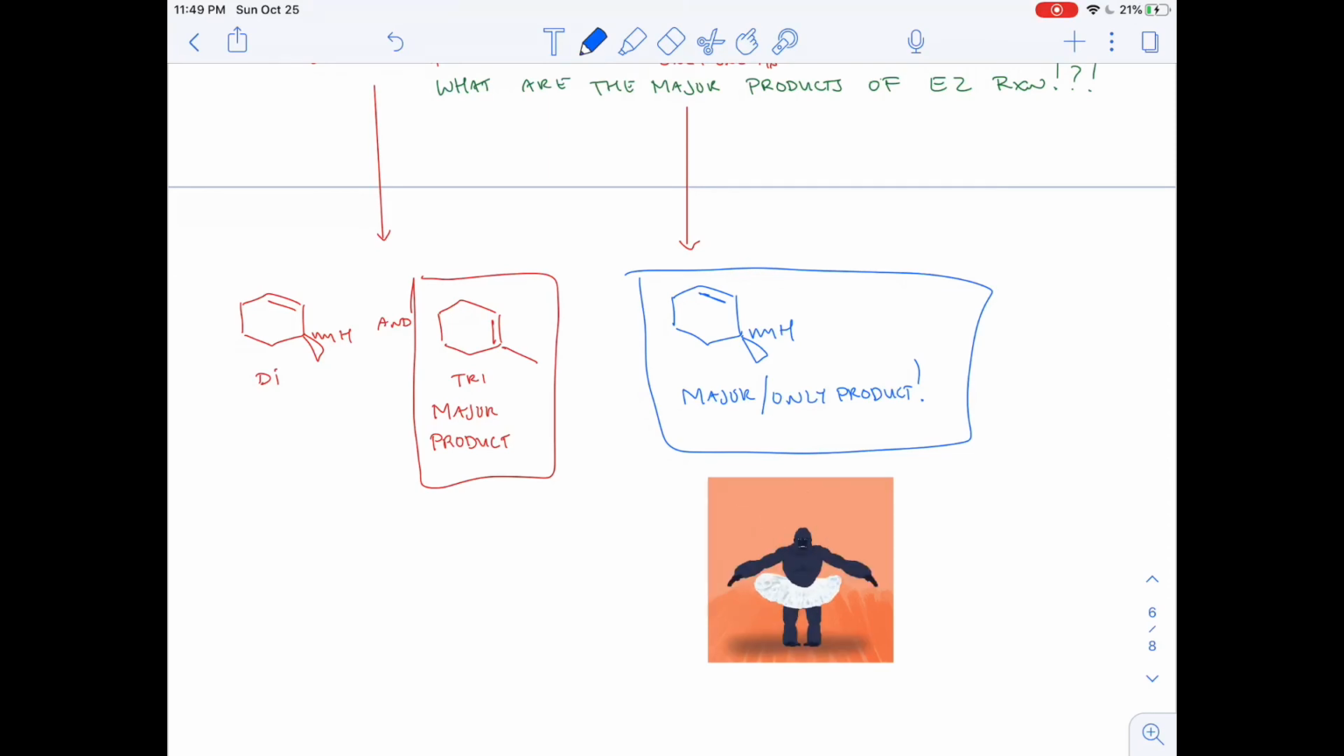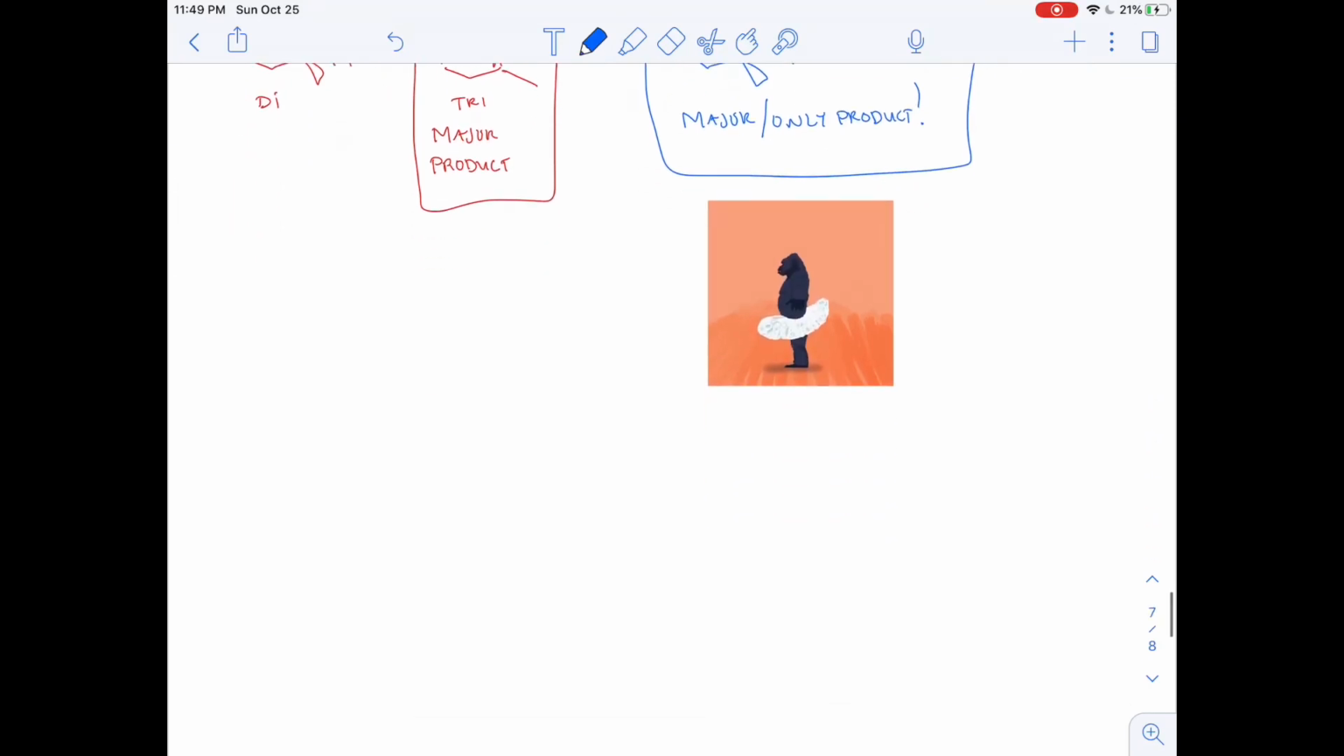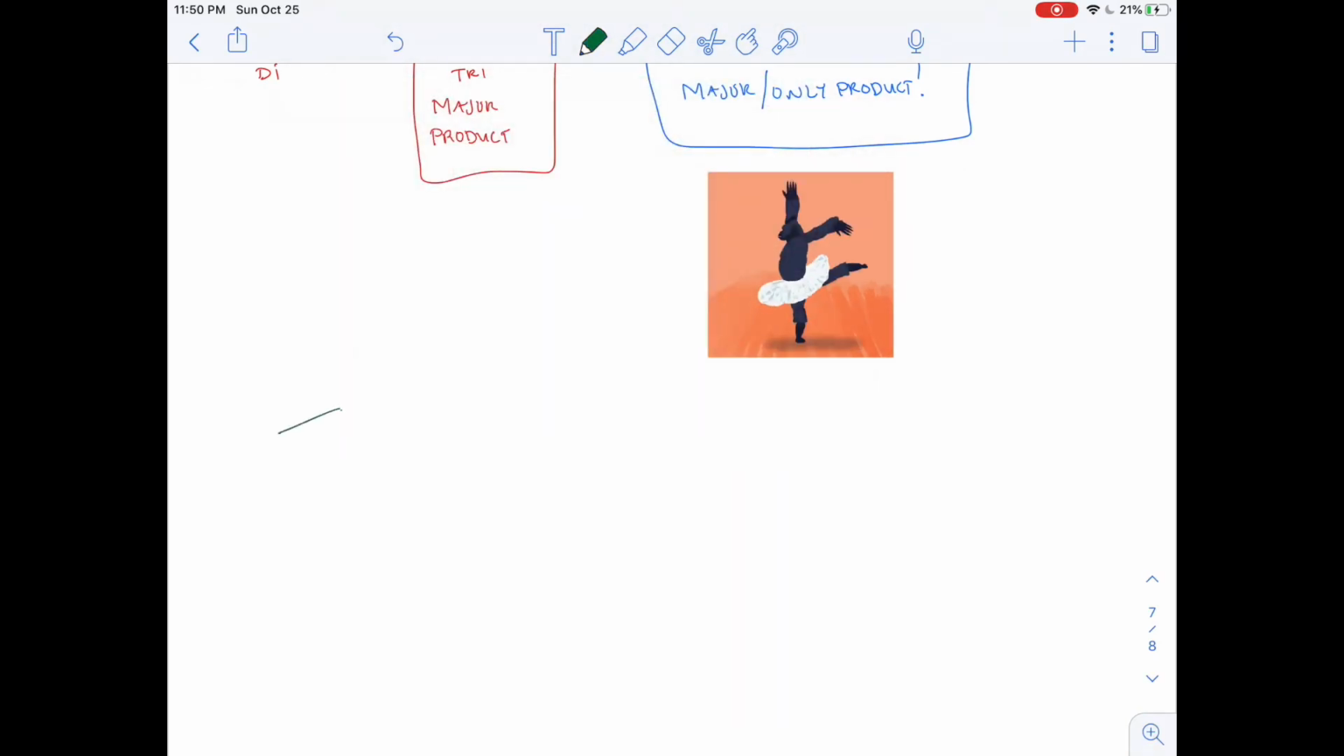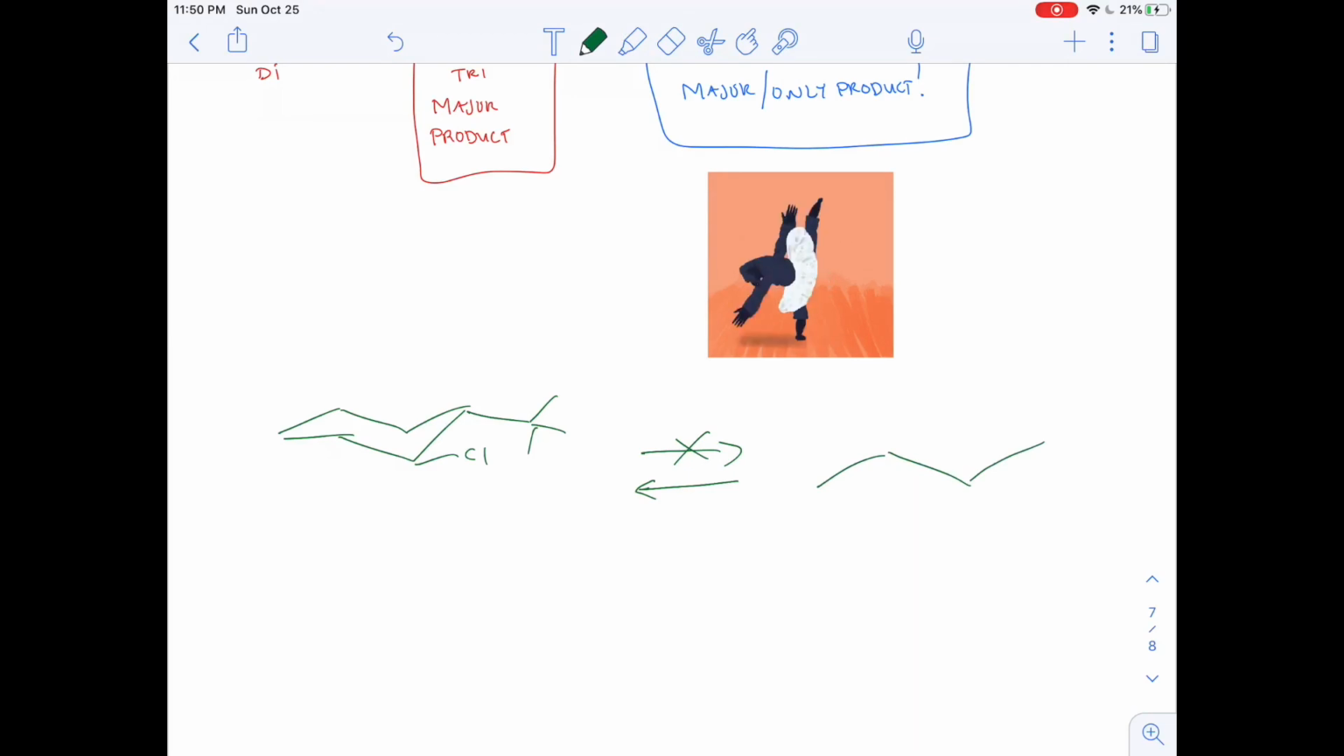Look at that. We're putting on a show right here. This is gorgeous. How did we make the least substituted alkene? Well, of course, we didn't have that antiperiplanar conformation because this beta hydrogen wasn't trans to the leaving group. Okay? Anyway, so let's take a look at this guy right here.